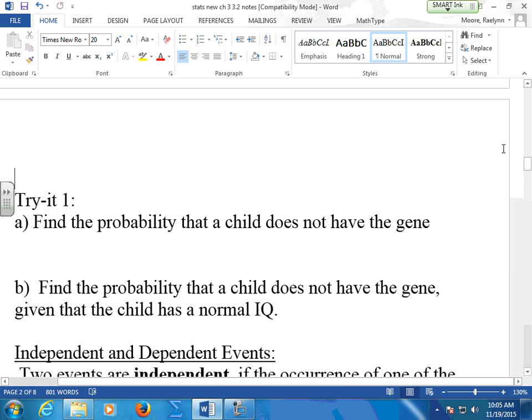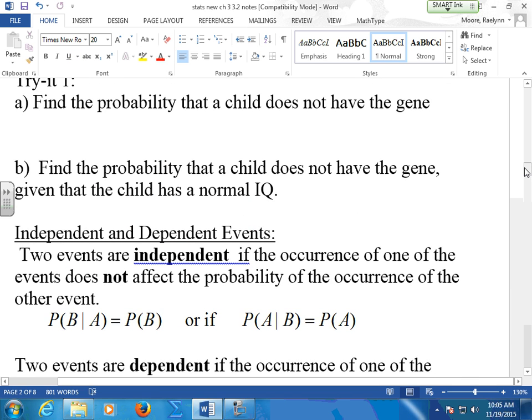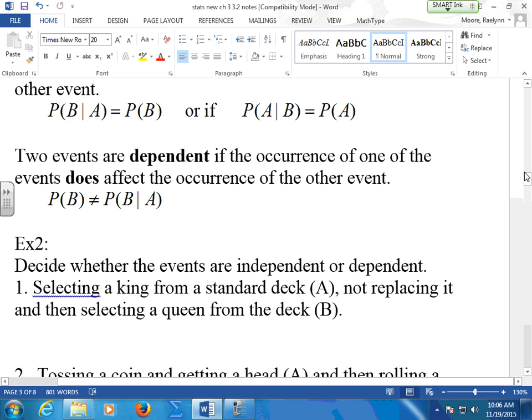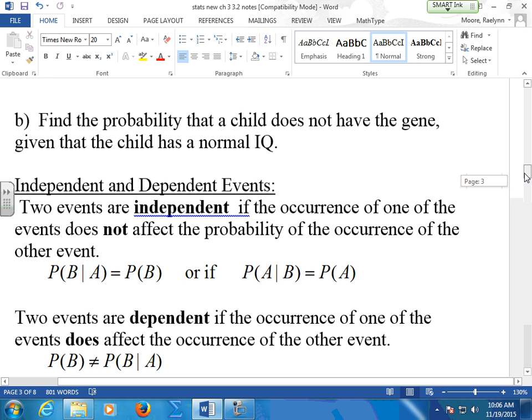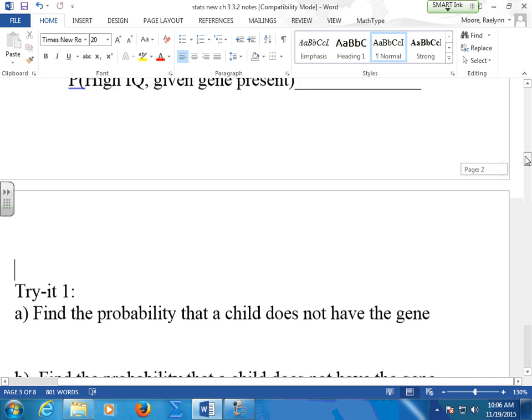So now I think we did those, so we don't have to do those. Oh no, as a matter of fact, do B. The probability that the child does not have a gene given that the child has a normal IQ. Use your chart. Probability that the child has the gene, where is it? Probability that the child does not have the gene given that the child has a normal IQ.